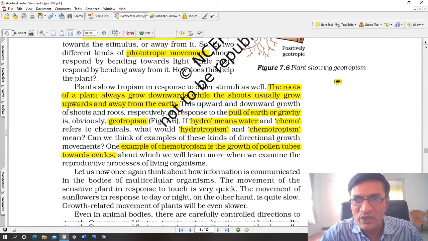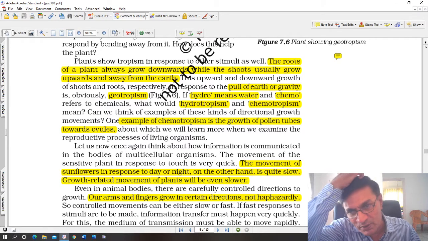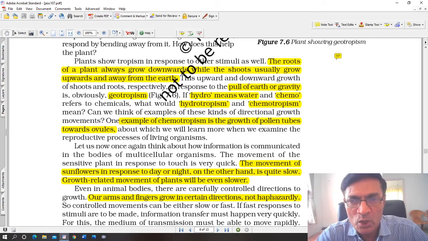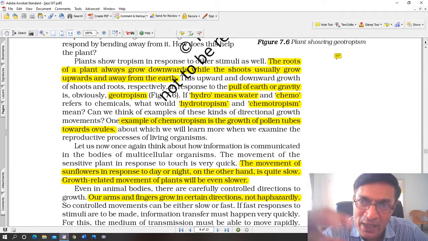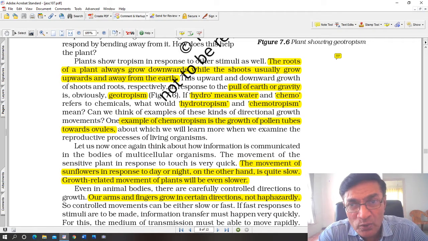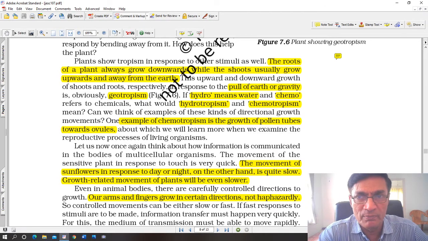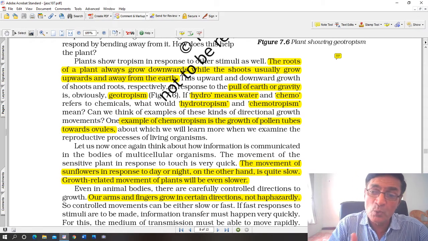Alright, now let us discuss geotropism. What is geotropism? The word geo means earth. So geotropism means bending towards the earth, into the soil. In this case, the opposite is there. The roots show positive geotropism, whereas the shoots, the upper part, show negative geotropism because they are going away from the earth, against gravity.